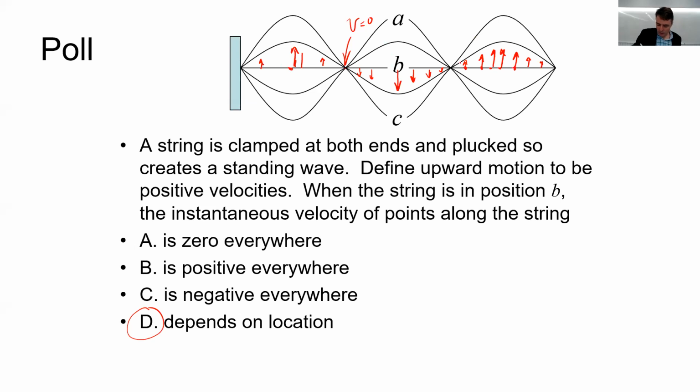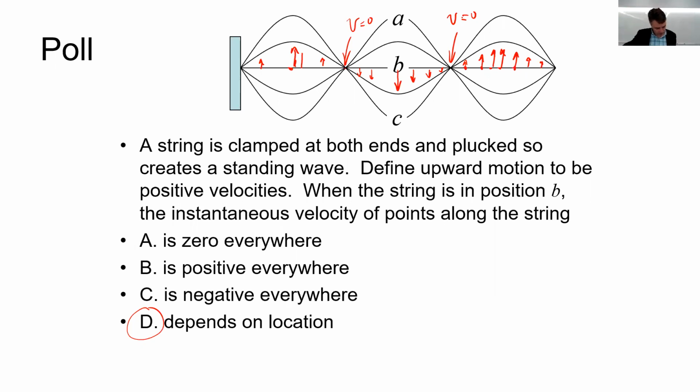Again, v equals 0 at all the nodes. It's a little hard to picture, but as it passes through 0 is when every point in the string is going as fast as it ever will, because if it's at an antinode, then it's passing through its equilibrium.